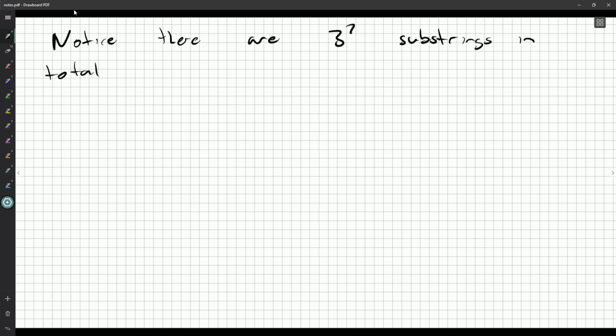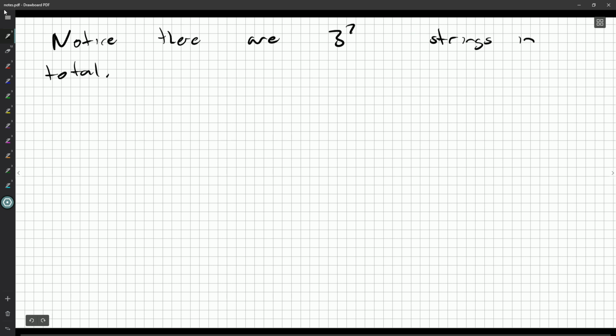Okay, but let's say... Notice there are 3 to the 7 substrings in total. I mean, you could explain it by saying each character, there's 3 possibilities. I think it's fair to just say 3 to the 7 and move on without having to say too much about it. Or not substrings, strings, I guess.